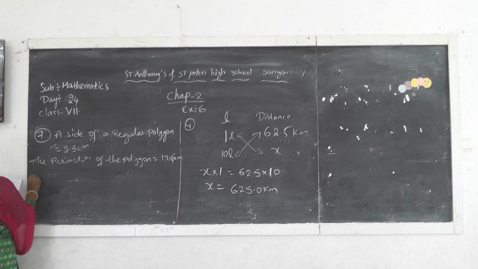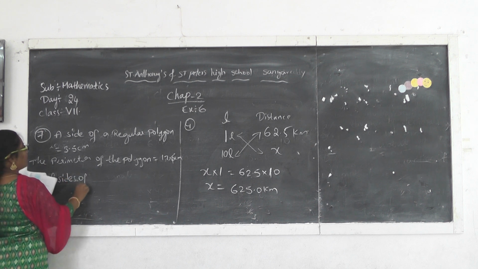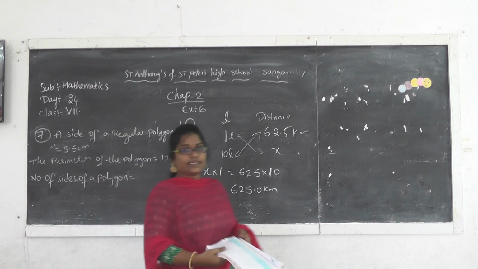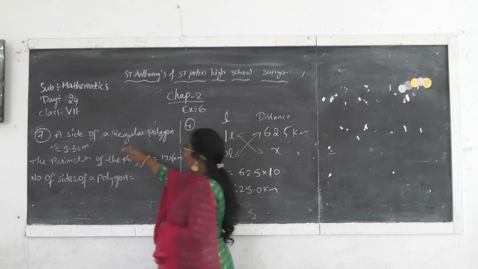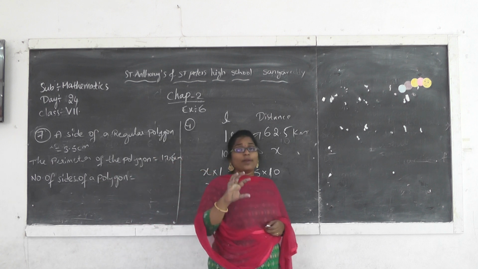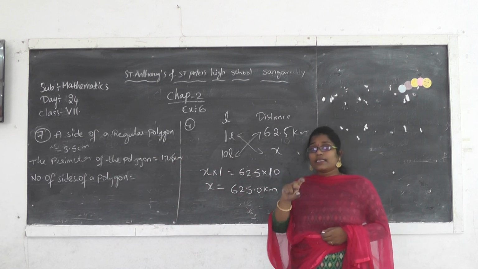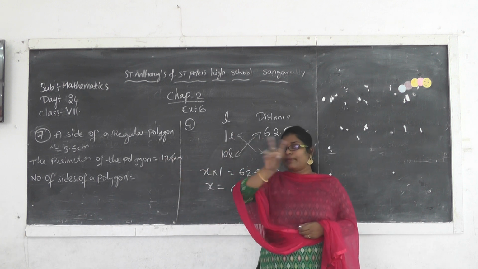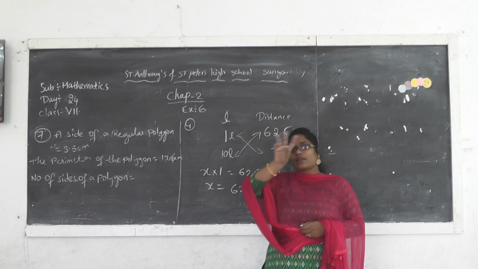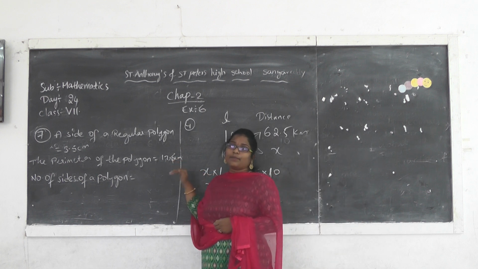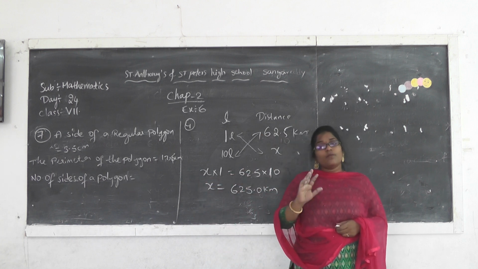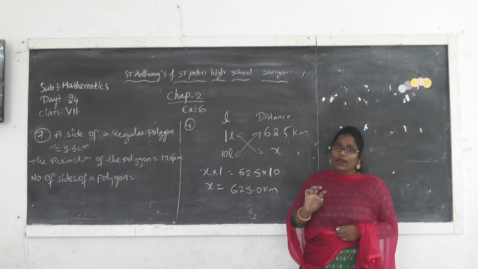Now what we have to find? The number of sides of a polygon. What do we have to do? Now let's see. A side of a regular polygon. We don't know how many sides the polygon has, but each side measures 3.5 centimeters. The perimeter is nothing but the sum of all the sides. If we add all the sides, the measurement will be 17.5 centimeters. Then what do we have to do to find how many sides the polygon has? We have to divide this.